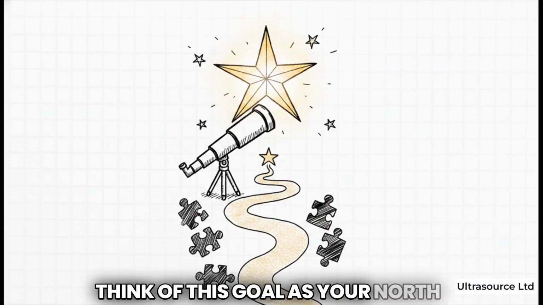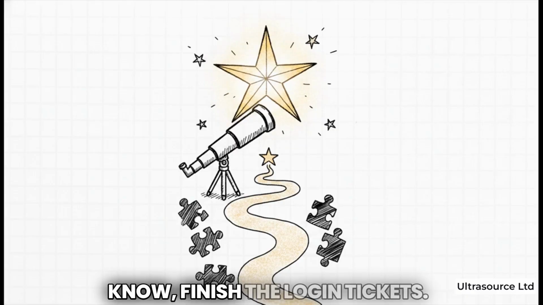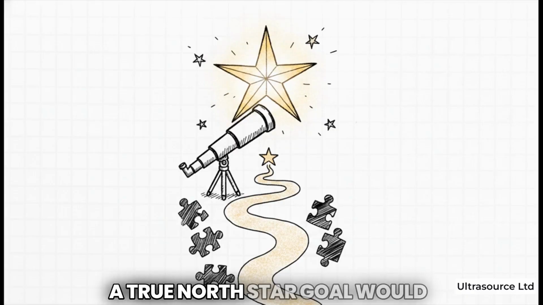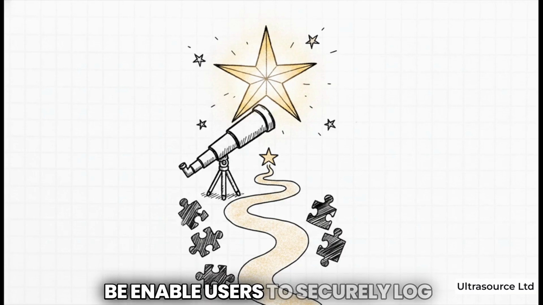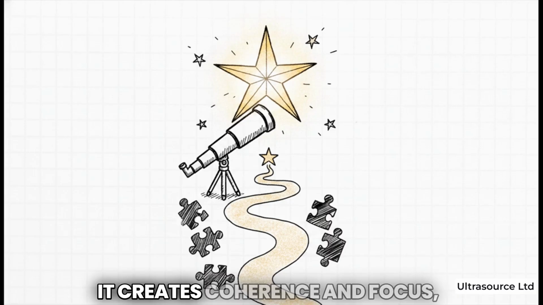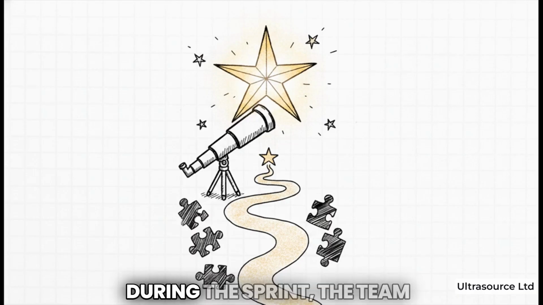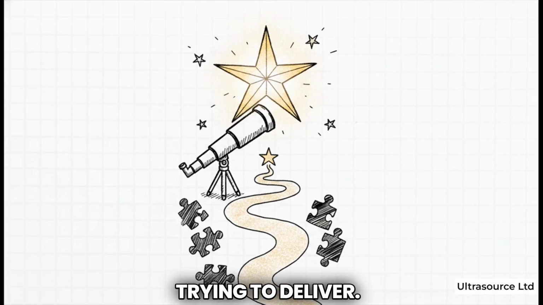Think of this goal as your North Star. For instance, rather than a super vague goal like, finish the login tickets, a true North Star goal would be enable users to securely log in using single sign-on. See the difference? It creates coherence and focus, ensuring that even if specific tasks need to shift around during the sprint, the team still knows exactly what underlying value they're trying to deliver.